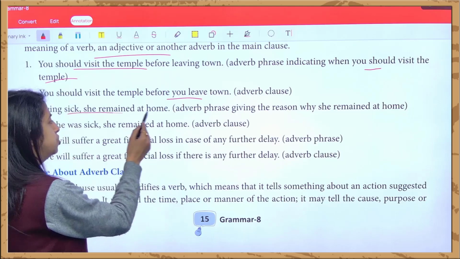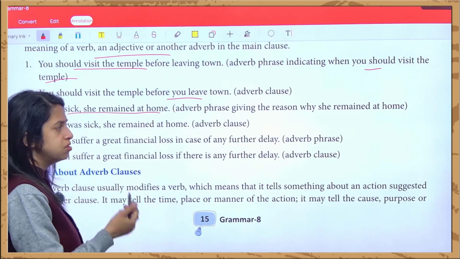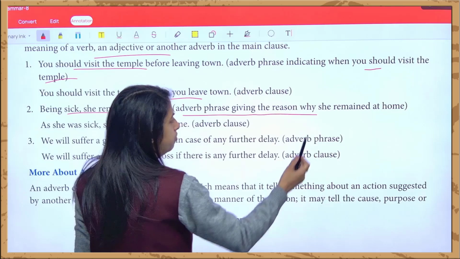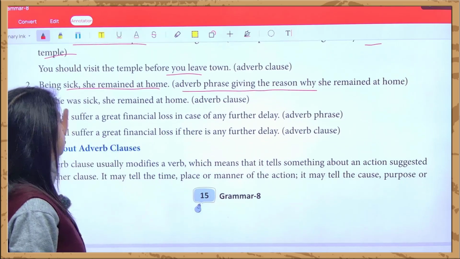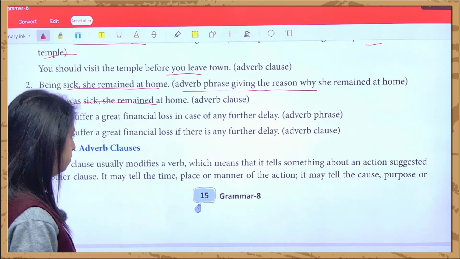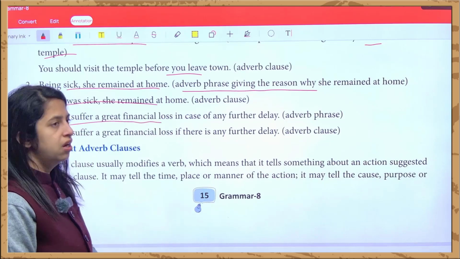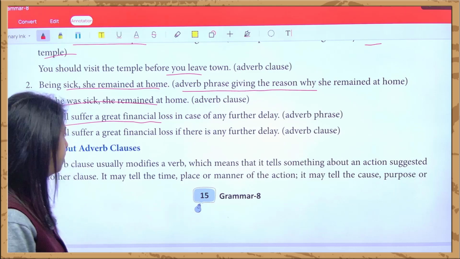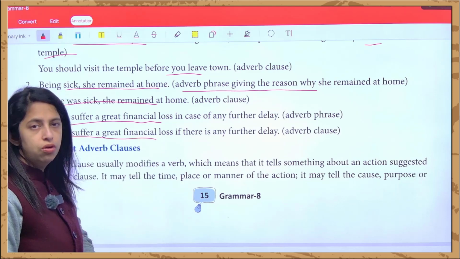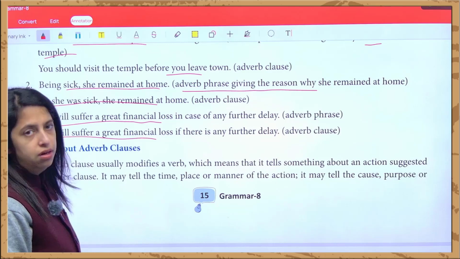Next is being sick, बीमार होने की वजह से, remained at home. यहाँ पे adverb phrase है which is giving the reason. So this is an adverb of reason. As she was sick, she remained at home. She will suffer a great financial loss in case of a further delay. This is an adverb phrase. Will suffer a great financial loss in case of any further delay.